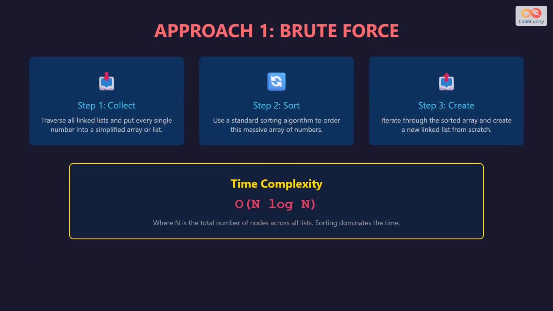The first approach that might come to mind is the brute force method. It's simple. We just take every single number from all the lists and dump them into a big array. Then, we use a standard sorting algorithm to sort that array. Finally, we build a new linked list from those sorted numbers. While this works, it's inefficient because sorting a large dataset from scratch takes a lot of time, specifically big O of n log n.